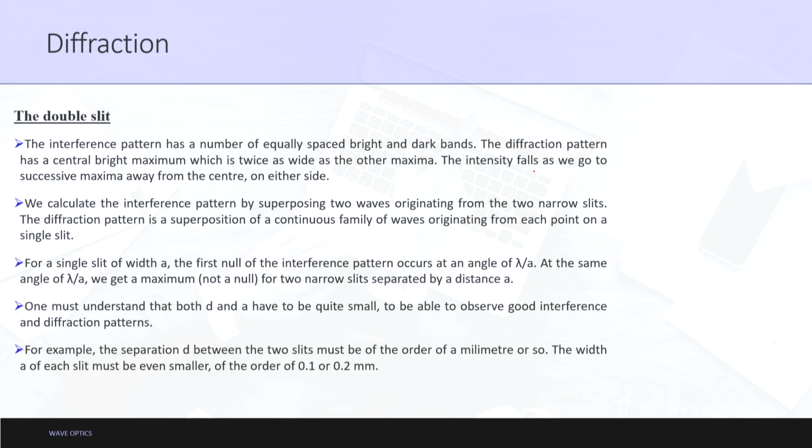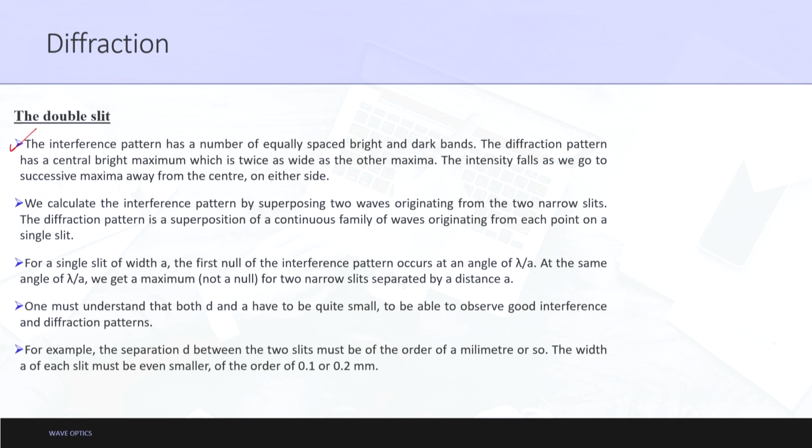The intensity falls as we go to the successive maxima away from the center on either side. This was the complete concept we understood in the previous lecture when we were talking about the single slit: the intensity keeps on decreasing because the amount of width contributing to the bright fringes keeps on decreasing as the value of theta increases. For the central bright fringe the amplitude is A, then for the next it is A by 3, then A by 5, then A by 7 and so on.